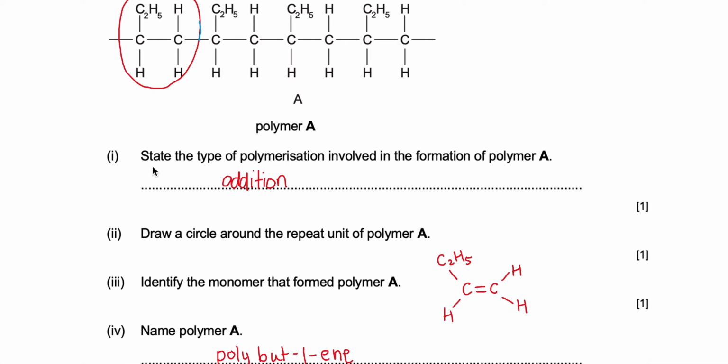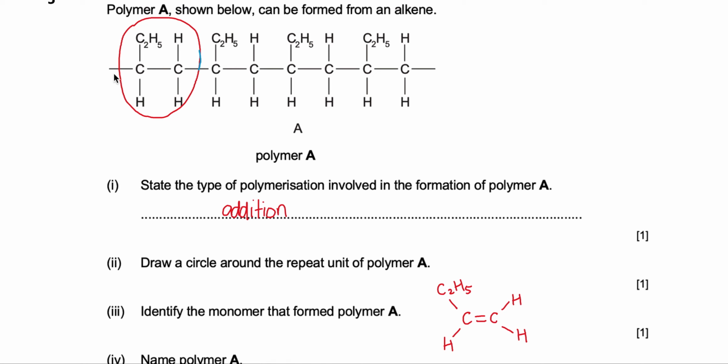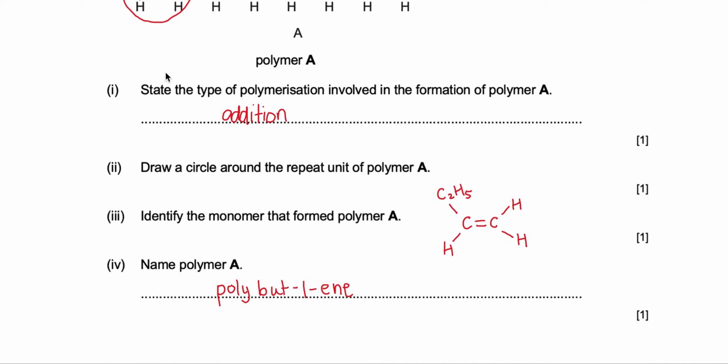Okay, I didn't leave much space for this answer, but identify the monomer that formed polymer A. So if you just look at the repeat unit, essentially all you're going to do is break those bonds there, and form a double bond here. And that is what I have drawn here. Okay, this molecule here, so it's C2H5 here, so this is carbon 1, 2, and then carbon 3 and 4 are in this chain. So this here is but-1-ene. So that means the polymer that this is made from is polybut-1-ene.